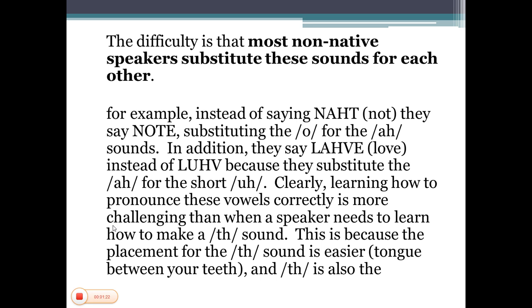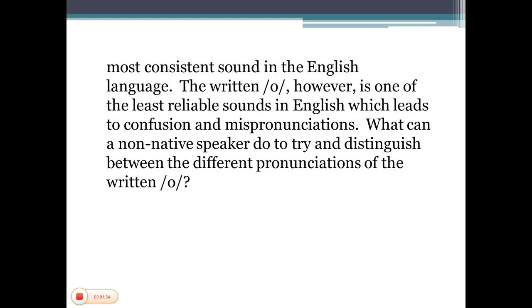This is because the placement of the TH sound is easier, because the tongue has to be in between your teeth, and the TH is also the most consistent sound in the English language. The written O, however, is one of the least reliable sounds in English, which leads to confusion and mispronunciations. But as I did mention already, we need to learn the O sound, and we need to discuss it in detail.